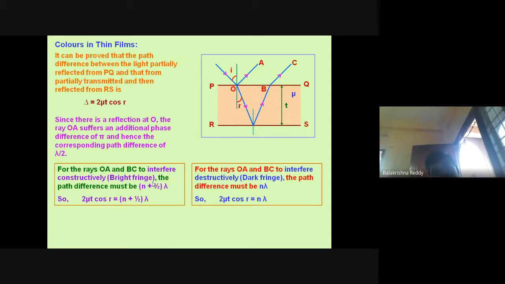If it is a dark fringe, opposite to the previous case, n into lambda we have to apply. For obtaining a bright fringe in the film, n plus 1 by 2 lambda. If it is a dark fringe, n into lambda. Whereas in interference, what have we used? N into lambda we used for a bright fringe, and for a dark fringe n plus 1 by 2 lambda. But here it is different, opposite.